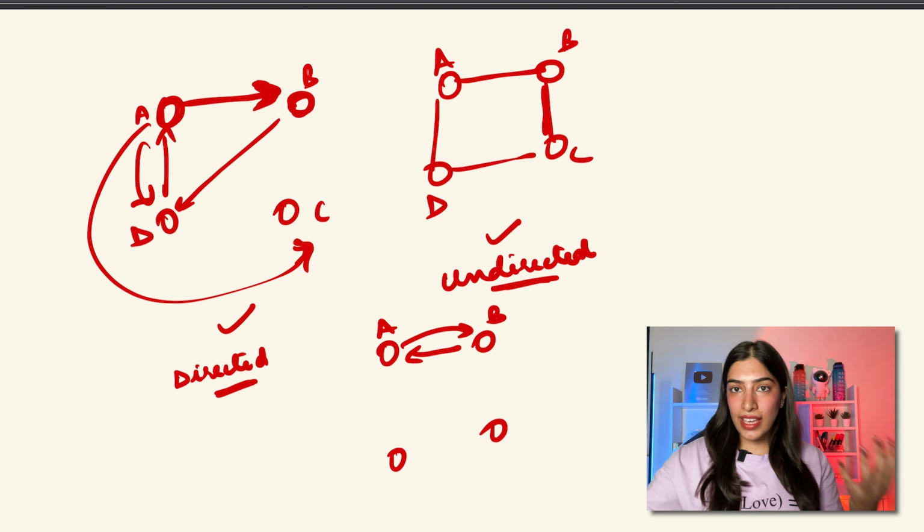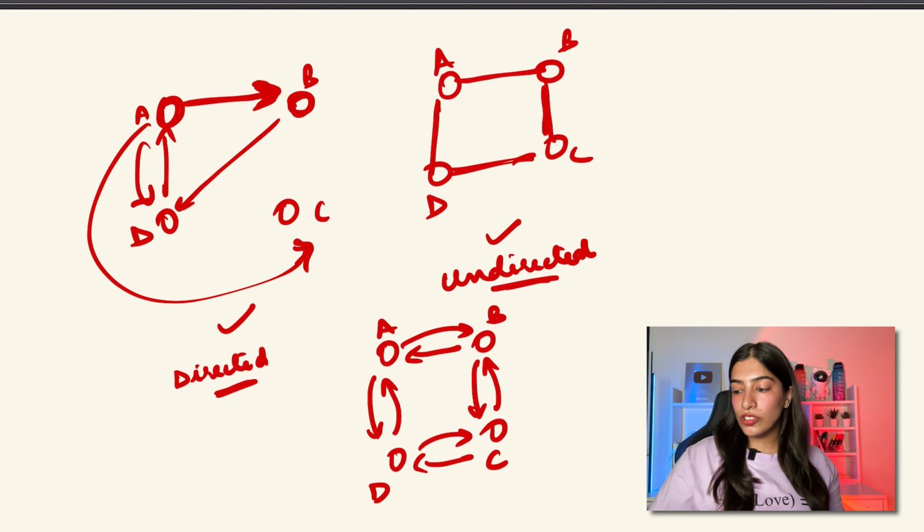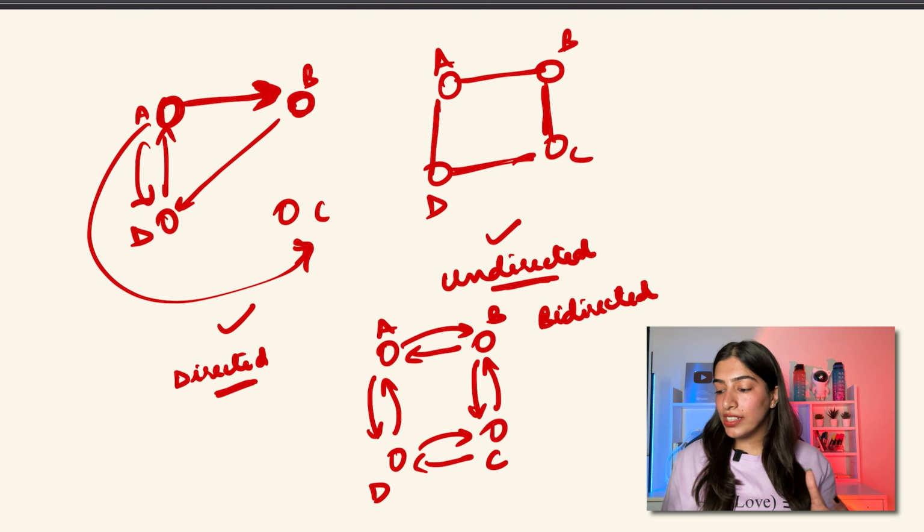Similarly, if this is the edge B to C, then you can go from B to C also and you can go from C to B also. Similarly, this you can see from here to here and here to here. Similarly, DA, you can see that you can go from A to D and you can go from D to A as well. So, you can also think of it like a bidirected graph. Instead of undirected, the easier way to think of it is like bidirected.